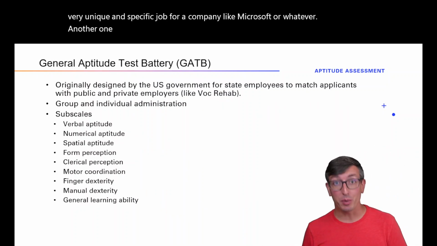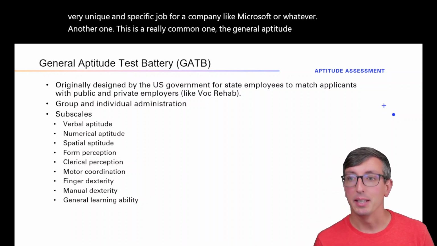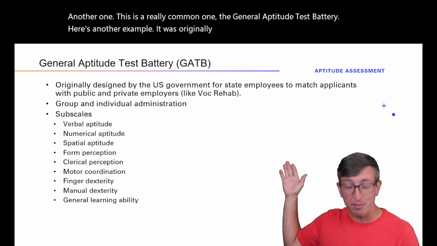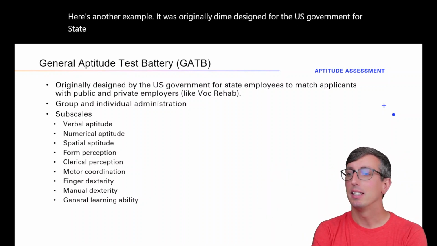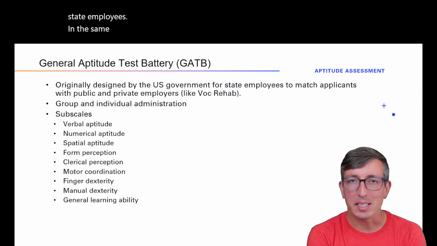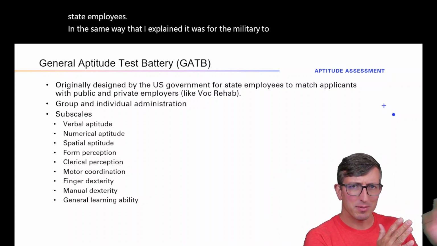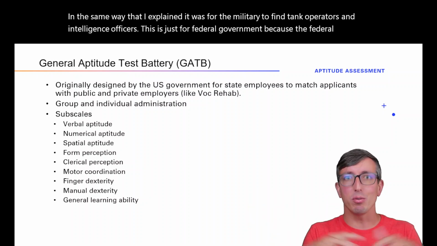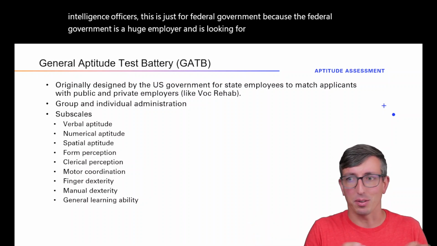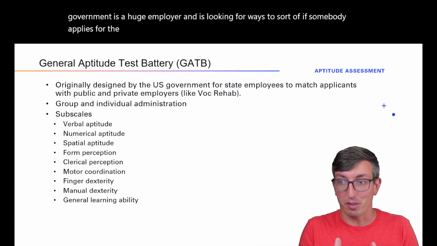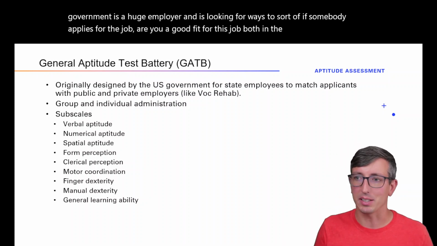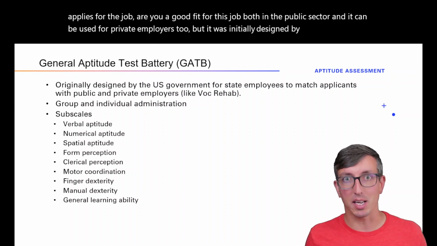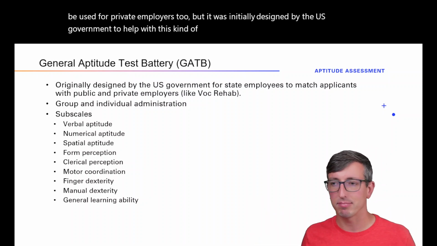Another one, this is a really common one, the General Aptitude Test Battery. Here's another example. It was originally designed for the U.S. government for state employees. In the same way that I explained it was for the military to find tank operators and intelligence officers, this is just for the federal government, because the federal government is a huge employer and is looking for ways to sort of, if somebody applies for the job, are you a good fit for this job, both in the public sector, and it can be used for private employers too, but it was initially designed by the U.S. government to help with this kind of employment thing.